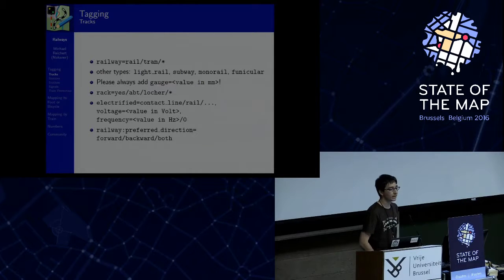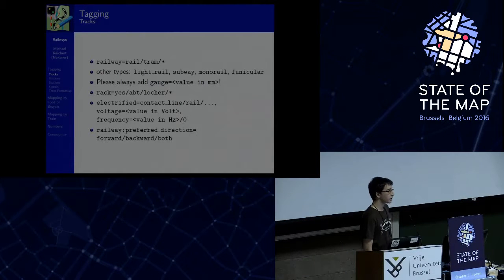If you map a railway, always tag the gauge key, even if it's the default gauge in this country, because if no gauge is tagged, no one knows which gauge the track really has. If it's a rack railway, don't use railway rack, use railway rail, and rack equals yes or Abt or Locher or whatever system is used on this railway line. The electrification is tagged using the electrified key, the voltage key for the voltage, and frequency for the frequency of the power.